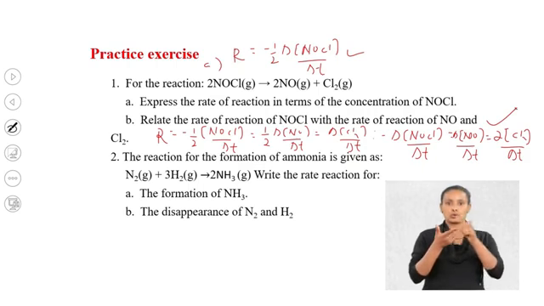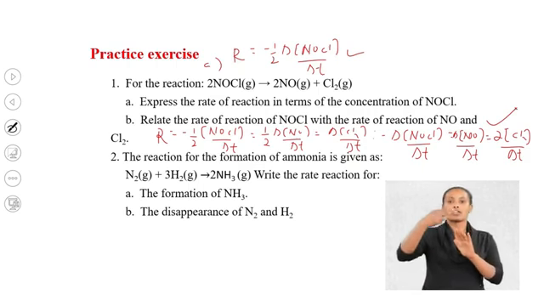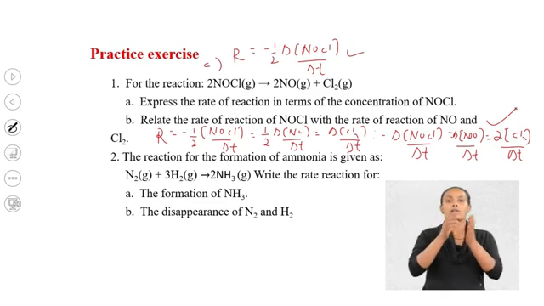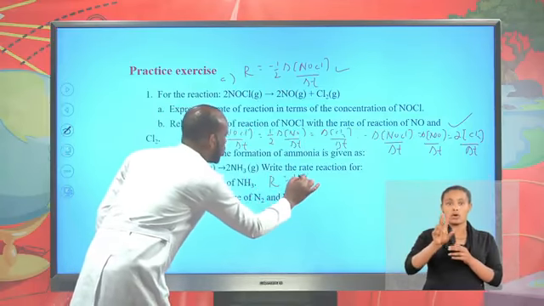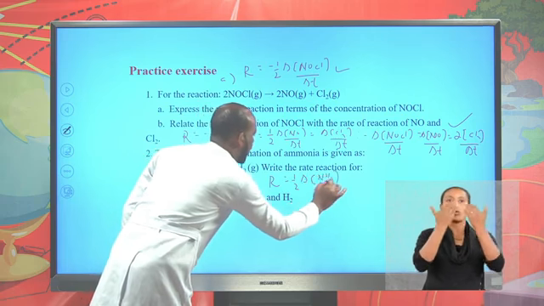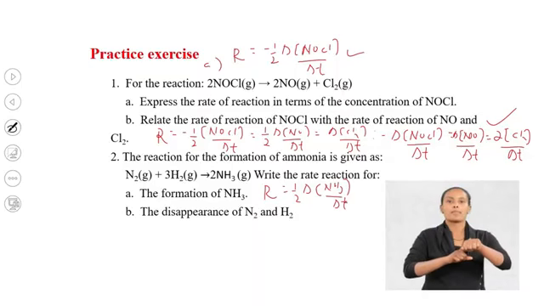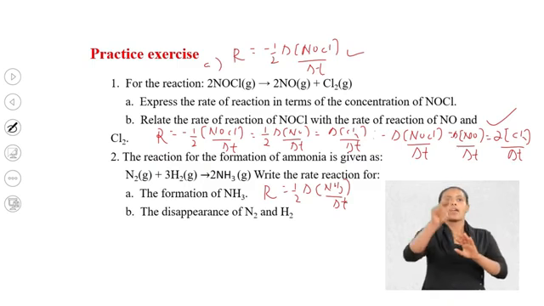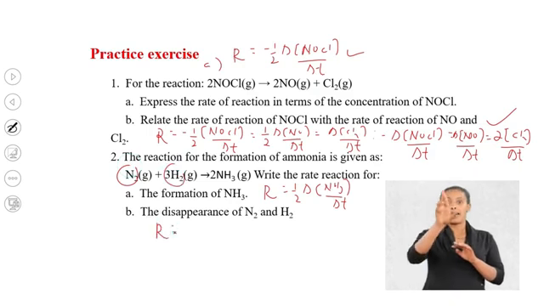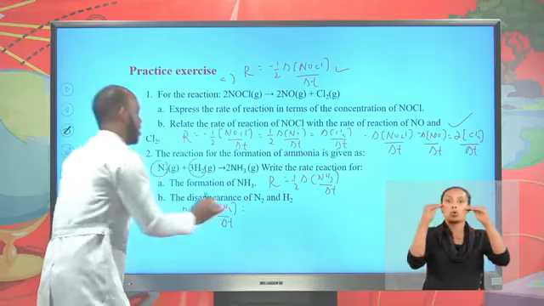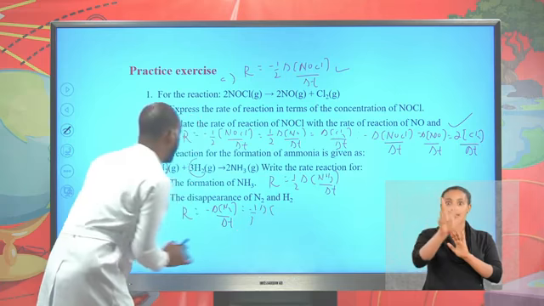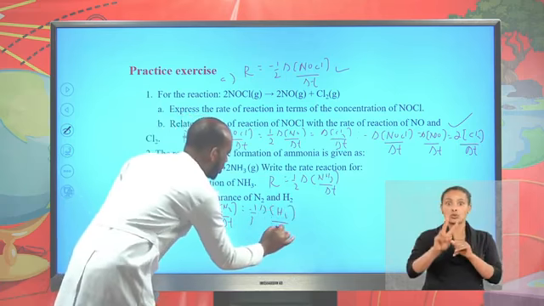Number 2, the reaction for the formation of ammonia is given as N2 gas plus H2 gas to form 2NH3 gas. (a) Write the rate of the reaction for the formation of ammonia. Rate equals 1/2 change in concentration of NH3 divided by change in time. (b) The disappearance of N2 and H2. Rate equals minus change in concentration of N2 divided by change in time, equals minus 1/3 change in concentration of hydrogen divided by change in time.